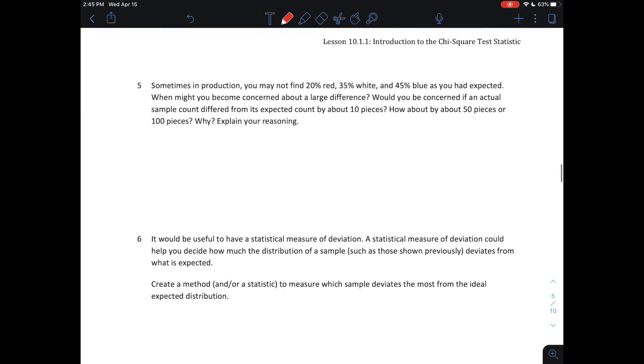So then number 5. Sometimes in production, you may not find 20% red, 35% white, and 45% blue as you had expected. When might you become concerned about a large difference? Would you be concerned if an actual sample count differed from its expected count by about 10 pieces? How about by 50 pieces or 100 pieces? This is really an opinion, but again, you want to think, is it close enough, or is it starting to get pretty far from what we expect? 10 pieces, probably not concerned. Maybe if it's off by about 50 or 100 pieces, maybe a little more concerned.